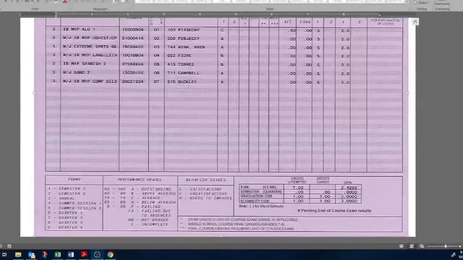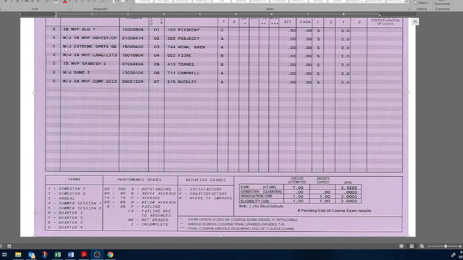So first, let's get to the report card. All right, everybody. On the screen right now is a middle school report card. There are a few things I want to draw your attention to. Here on the left-hand side are the term numbers. You'll see either a 1, a 2, or a 3. 1 means it's a semester course, first semester. 2 means it's a second semester course. And 3 means it's a year-long course.